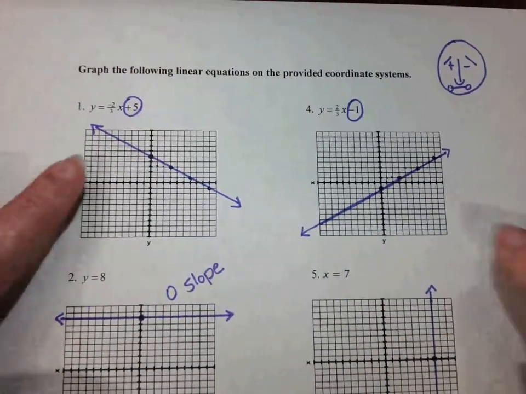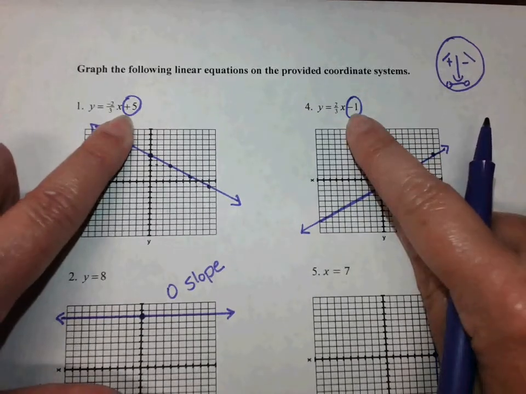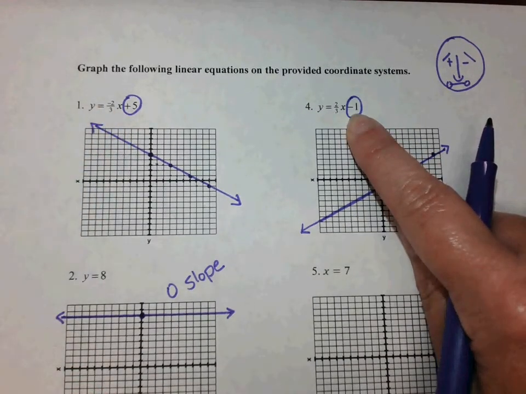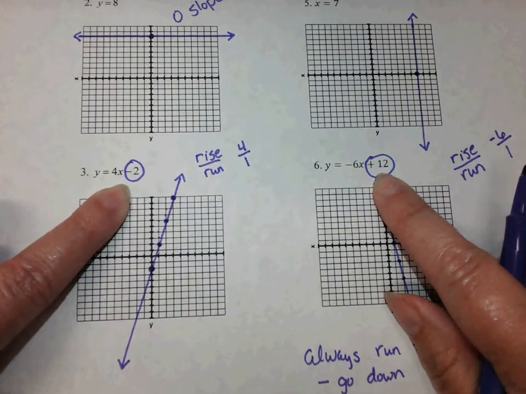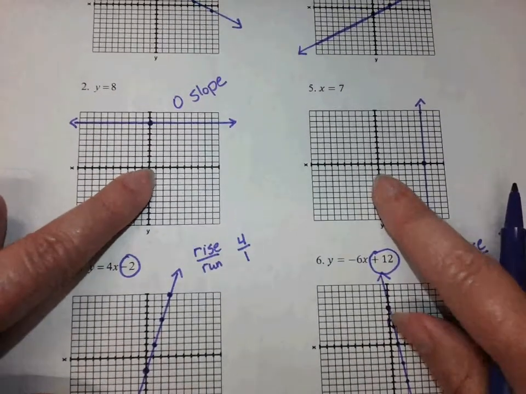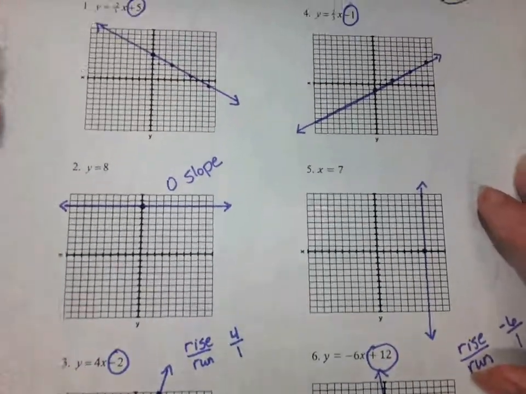And all of these are, well, this one and this one's non-proportional, right? Non-proportional, because they don't go through the origin. Non-proportional, they don't go through the origin.